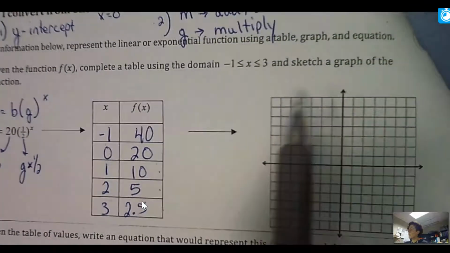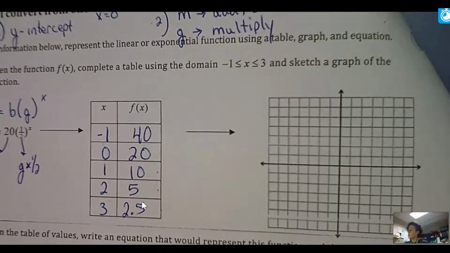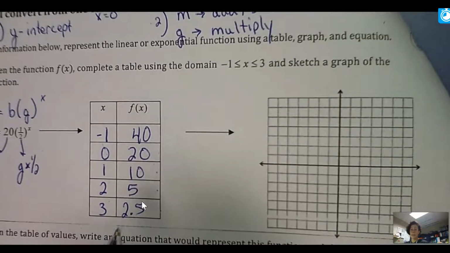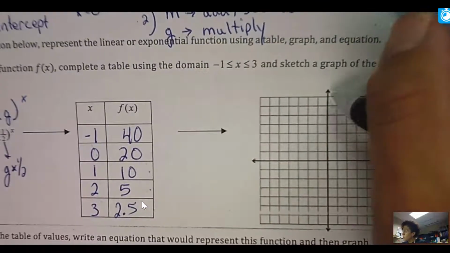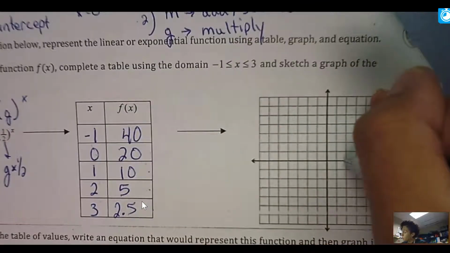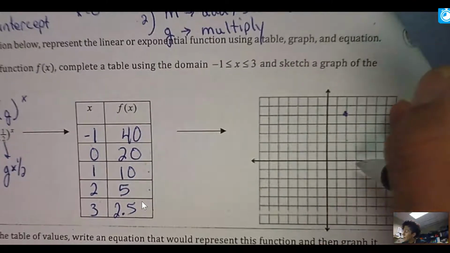So you're going to notice we have a very basic scale. This is just going up by ones because it's not labeled anything differently. So I'm only going to put a few points on here. I'm going to go to where 1 is 10, which won't fit, so I won't put that on there. I'll go to where 2 is 5, 1, 2, 3, 4, 5. And then I'll go to where 3 is 2.5.